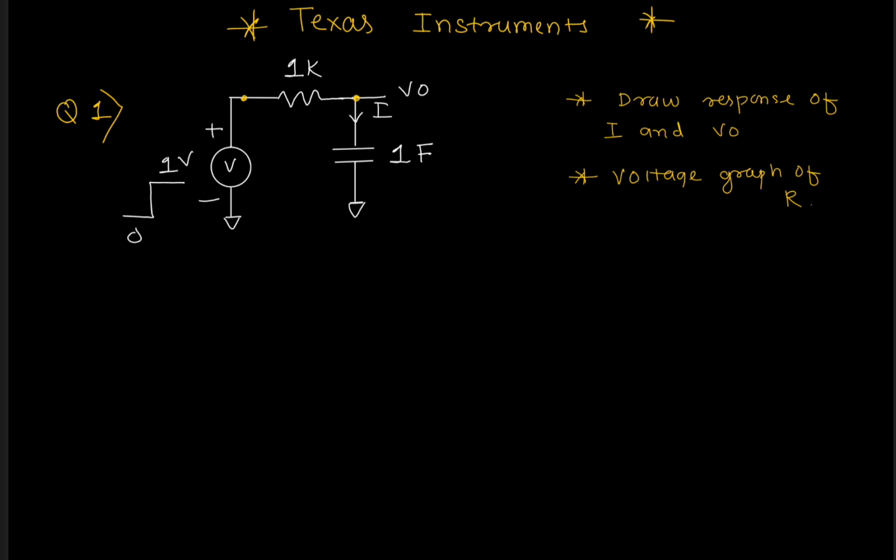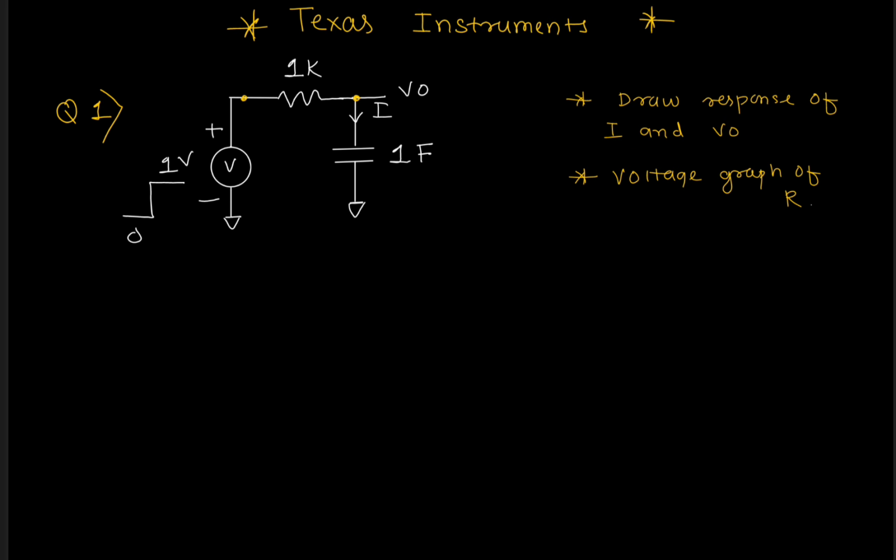So the first question was this. This is the very basic question that every analog interview starts with. This is the basic RC circuit, where they have connected the input voltage source, and they have asked me to plot the current and voltage of the output, and then they also told me to calculate the voltage of R.